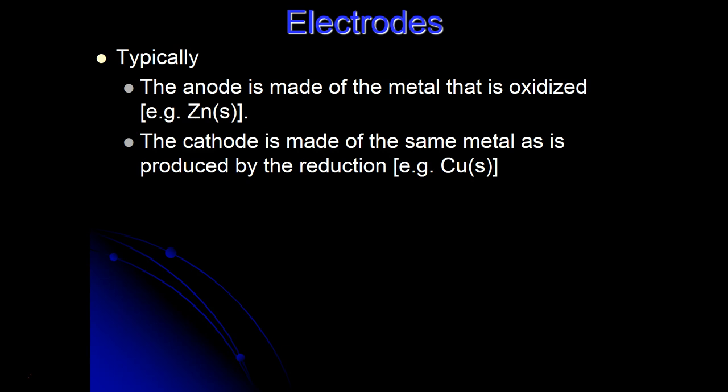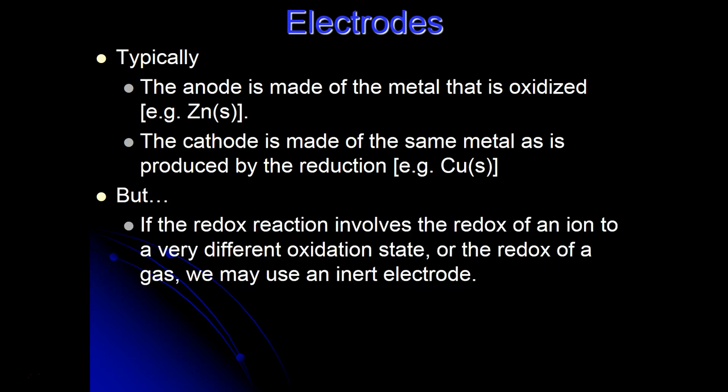Typically, an anode is made of a metal that is oxidized, for example, zinc. The cathode is made of some metal that is also produced in the reduction, like our copper in its copper nitrate solution. But, and you had to have known that was coming, if the redox reaction involves the redox of an ion to a very different oxidation state, or if the redox involves a gas, we may actually use an inert electrode.